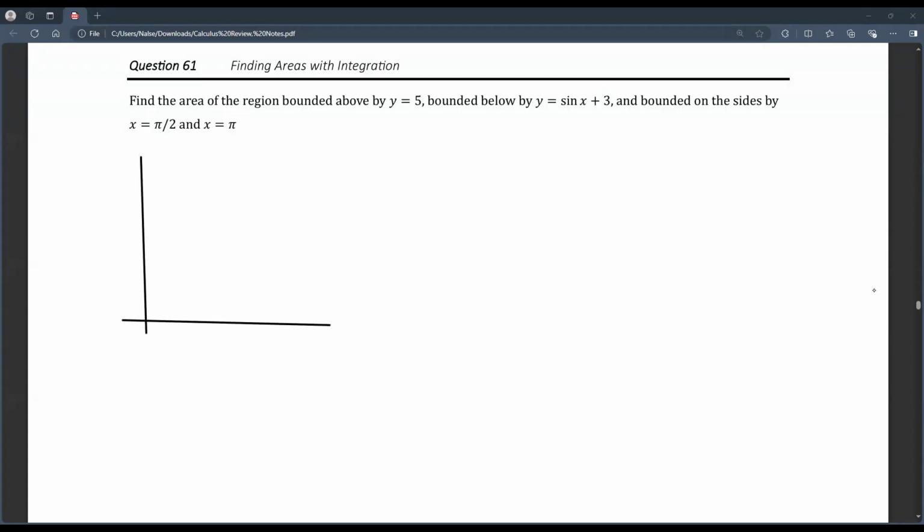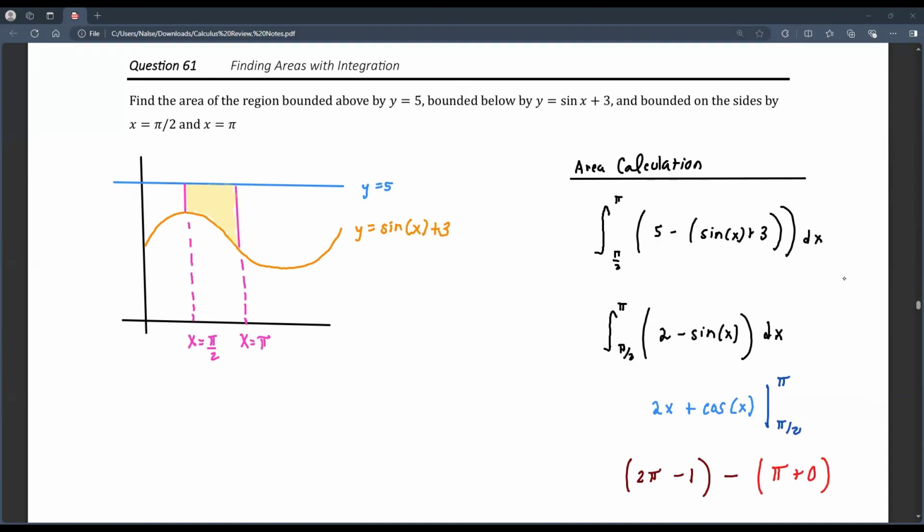Question 61 is similar to our last problem. Take the time now to sketch the given information in the xy plane. Pause the video and try to find the exact area of the stated region. Then circle back to check your work and see how you did. The answer is pi minus 1. If you got this expression, then you have correctly found the area between two curves in the coordinate plane.